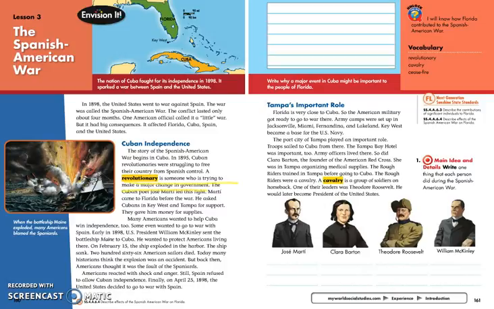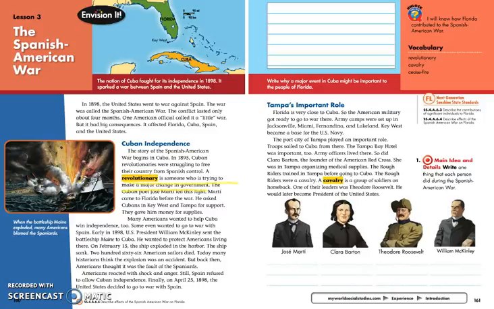So on February 15th, the ship exploded in the harbor. It sank. 266 American soldiers died. Today, many historians think the explosion was just an accident. But back then, Americans thought it was the fault of the Spaniards. So the reaction was shock and anger. But still, Spain refused to allow Cuban independence.